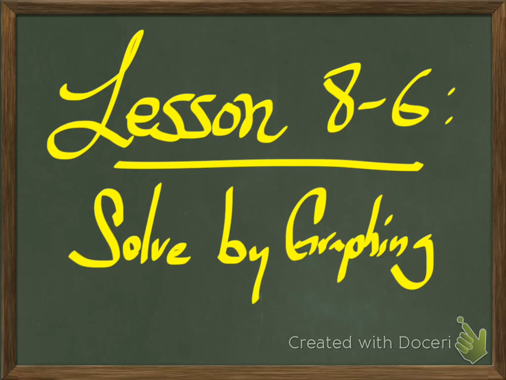Hey everybody, this is lesson 8.6, and we're going to continue this idea of using scatter plots to actually solve real-life problems. In the first lesson on scatter plots, 8.5, we talked about positive trends, negative trends, correlations anyway, and then no correlations.